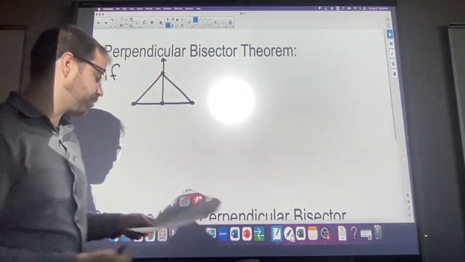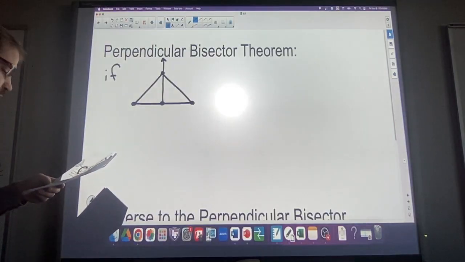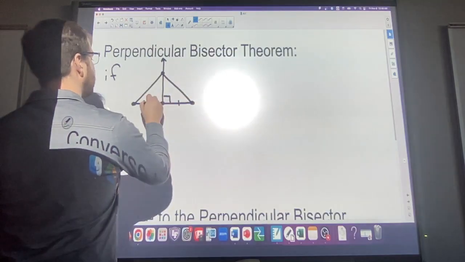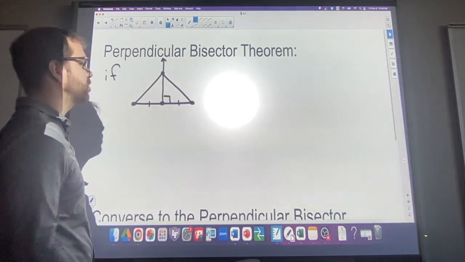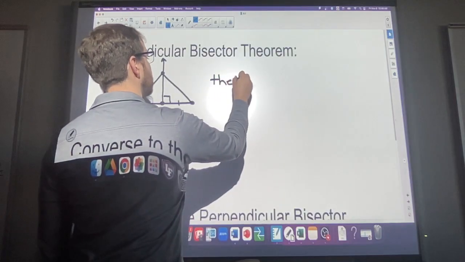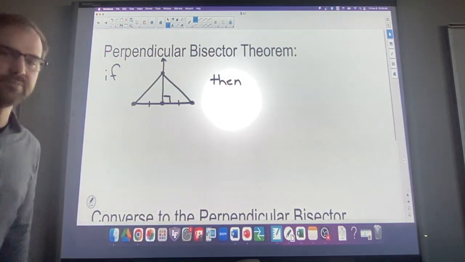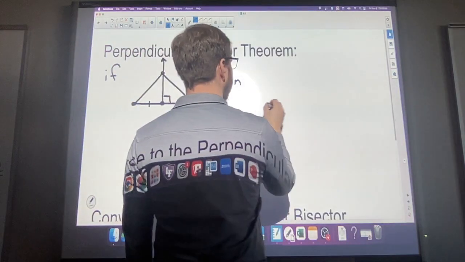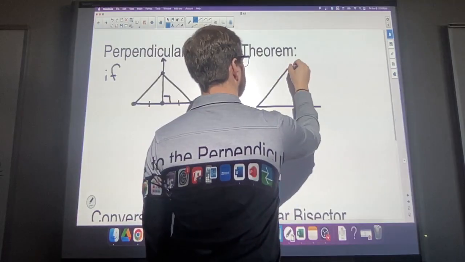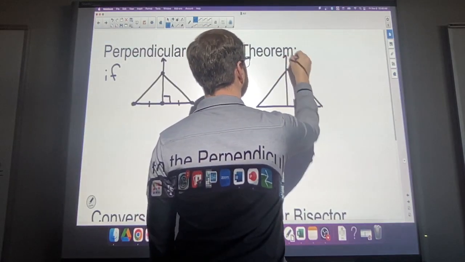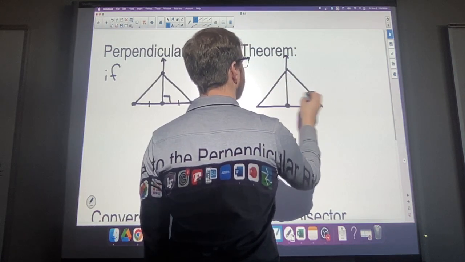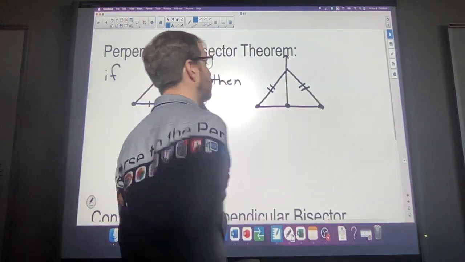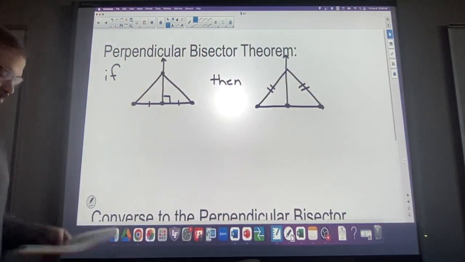Okay, what we're going to say. Let's say that we know that this is a perpendicular bisector. Okay, it's cutting in half and it's 90-degree angles. Then what must be true is that this has to be an isosceles triangle. Okay, so if this right here is a perpendicular bisector, then we can say, so same picture here, redraw it. Then we can say that these are congruent. Okay?